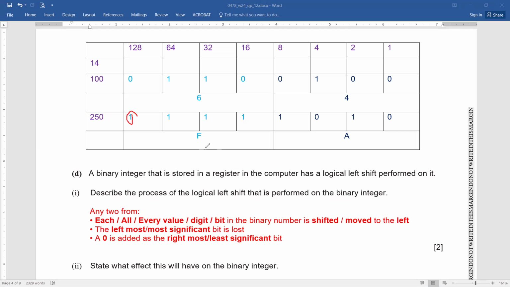So if, for example, this bit is lost from here, it means all the bits will be moved one place to the left. So this one will come here, this one will come here, this one comes here, 0 comes here, 1 comes here, and 0 comes here. So this position will be empty, and a 0 will be here. That will give you a 0 is added as the rightmost bit, or as the least significant bit. That will give you 2 out of 2.